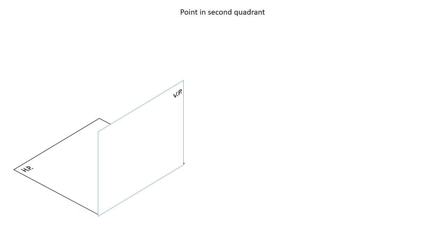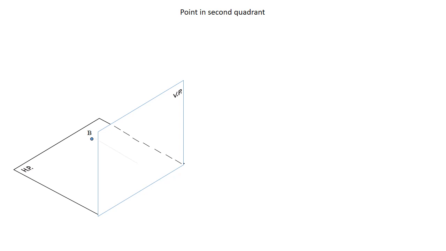Okay, that is all about the first quadrant. Now we are going to deal with the second quadrant. Second quadrant, vertical plane, horizontal plane. This is the case of the second quadrant. Point B is in the second quadrant. We have to draw its projections.